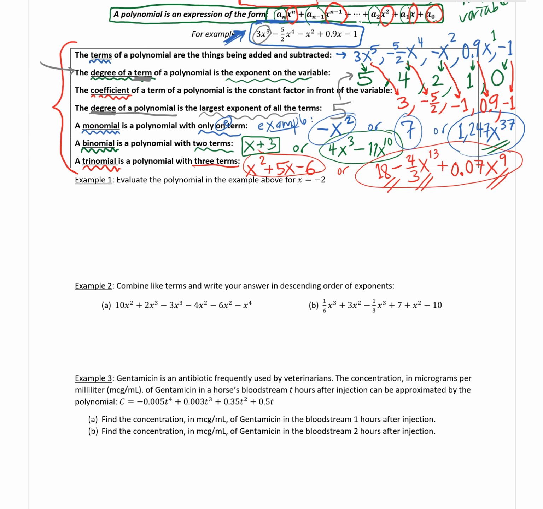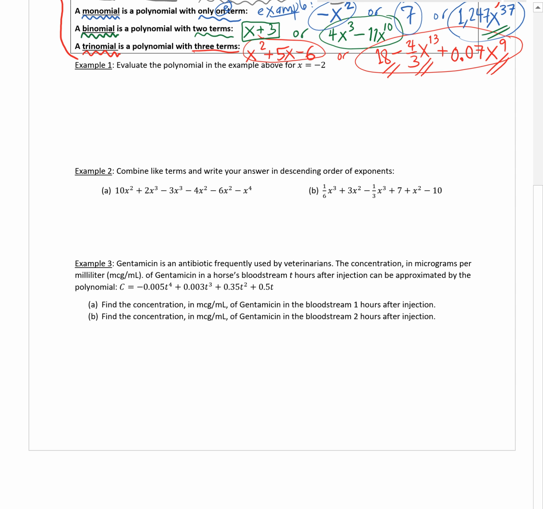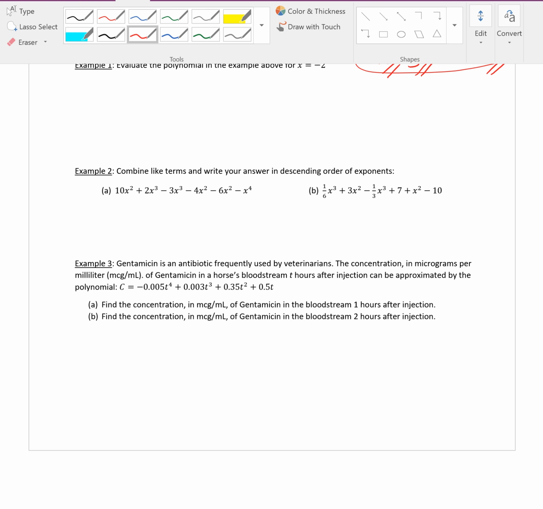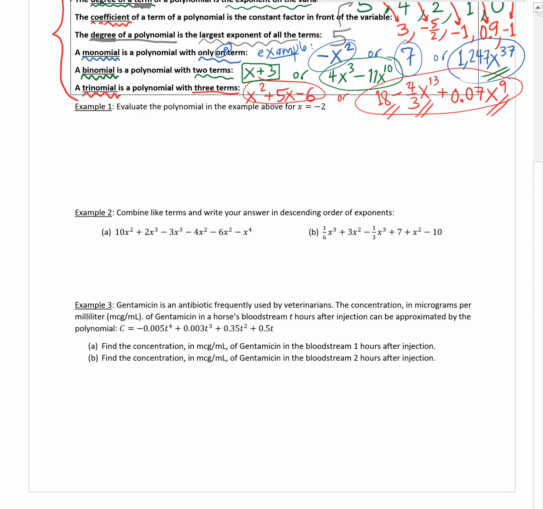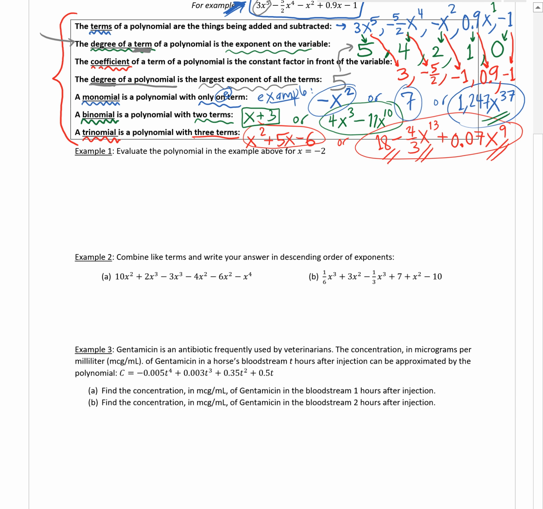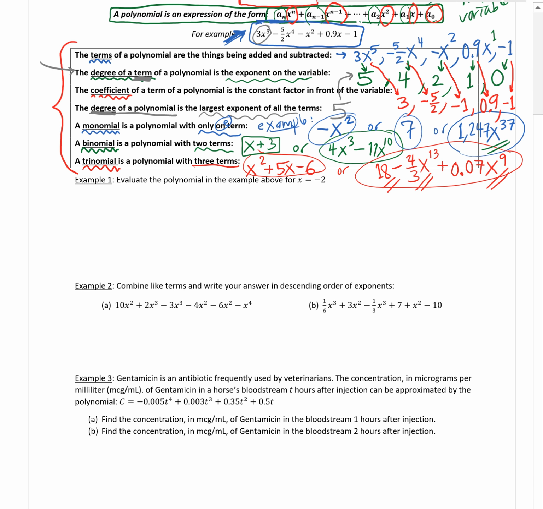All right, so this section's all about introducing us to polynomials. And then the examples we have are fairly simple and you'd probably guess how to do them. So I think you're going to like them. Example 1 says, evaluate the polynomial in the example above for x equals -2. And by that, I think we're referring to that example that we boxed in blue there, the 3x to the 5th minus 5/2 x to the 4th minus x squared plus 0.9x minus 1.